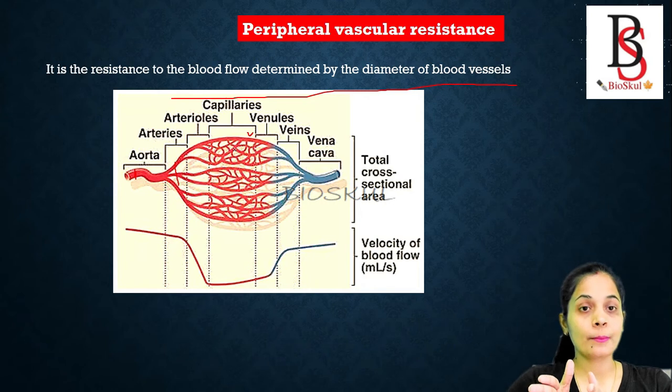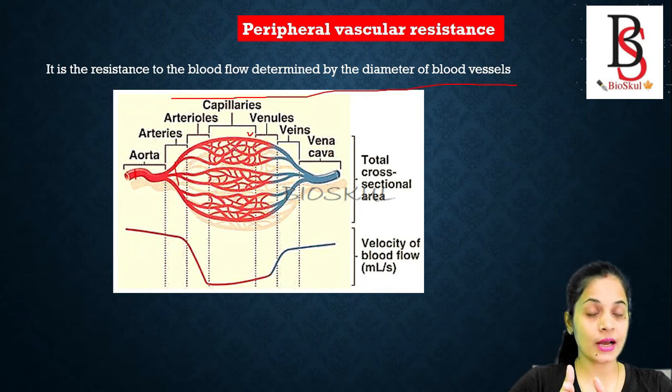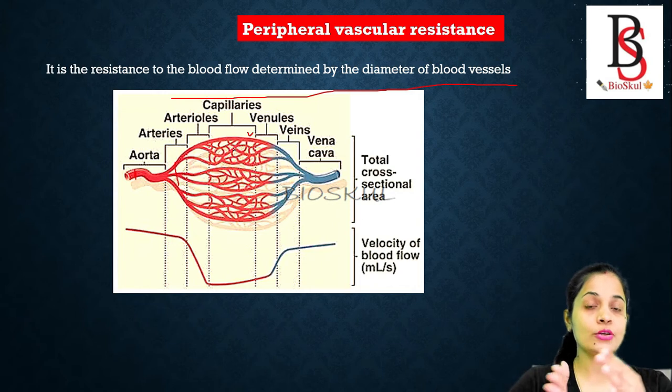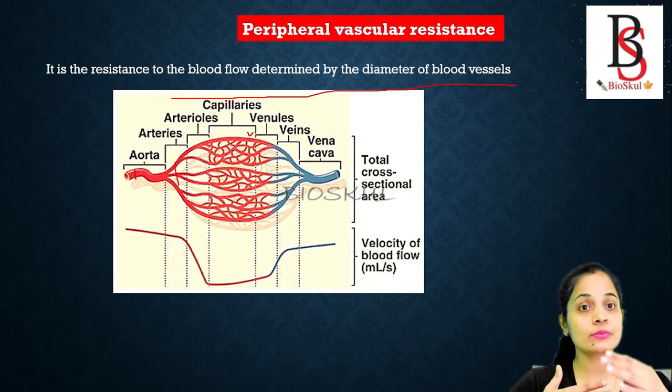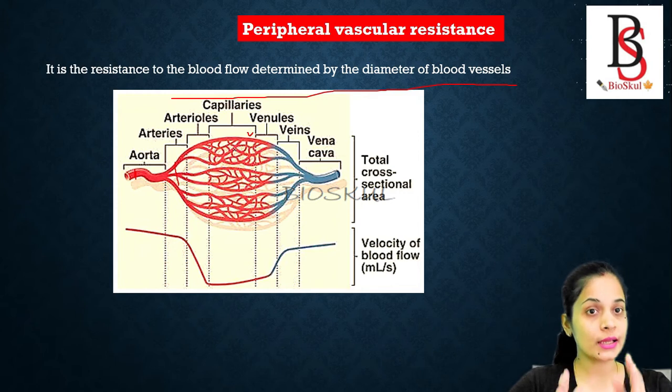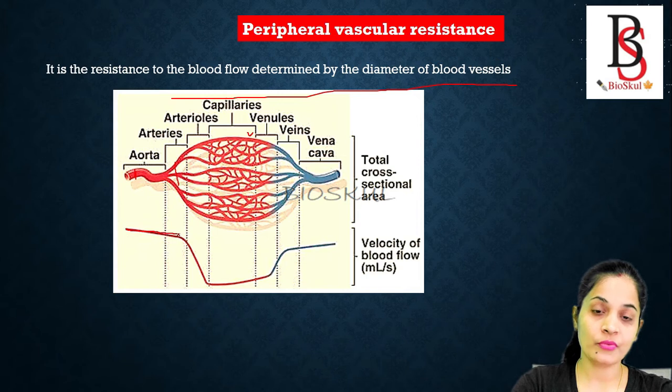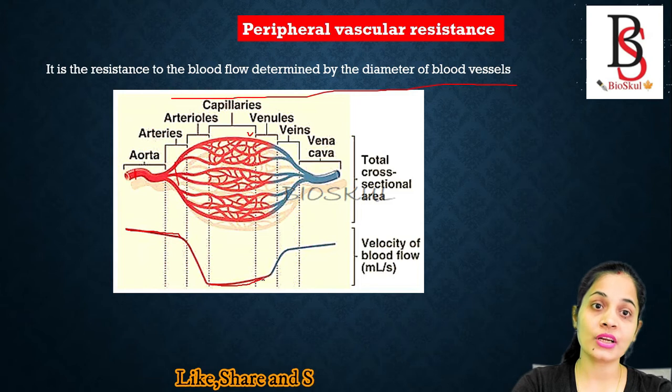If we compare the diameter of the aorta and a single capillary, then of course the diameter of the aorta is more. But if we are taking the cross sectional area, meaning the total diameter of the capillaries, not the individual one, then the diameter of the capillaries will be more than the diameter of the aorta. As I told you before, if the total diameter is more, then the blood flow velocity will be less. So see here, in the aorta the diameter is less, so the velocity of blood flow is more in the aorta. But when we move towards the capillary region, the velocity of blood flow is less.